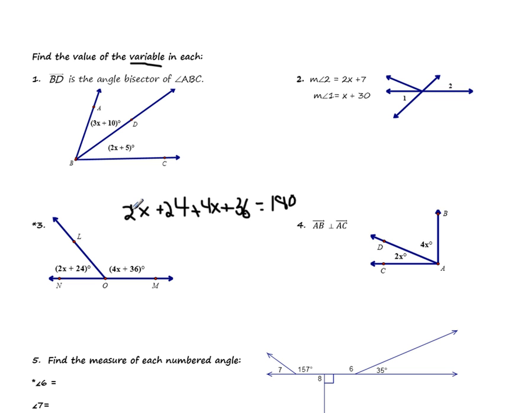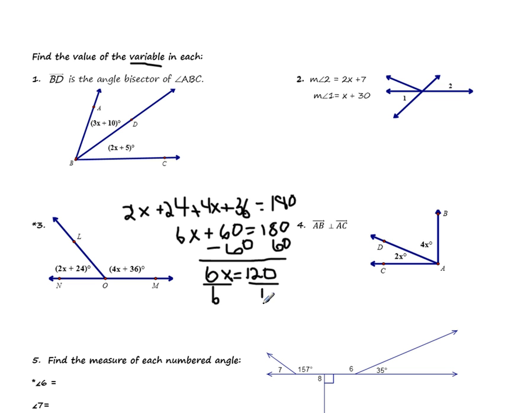So we're going to combine our like terms. We've got a positive 2x and a positive 4x. That's 6x. We've got a positive 24 and a positive 36. That is 60. And all of that equals 180. We subtract the 60 from both sides, leaving us with 6x equals 120. Divide away the 6, and you have x equals 20.